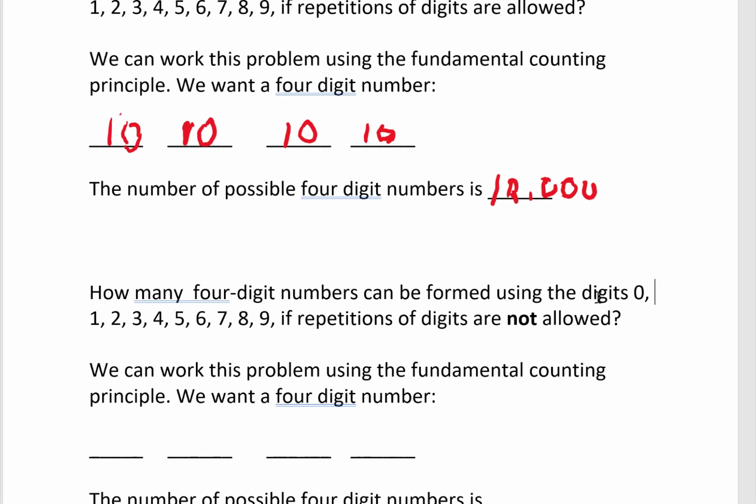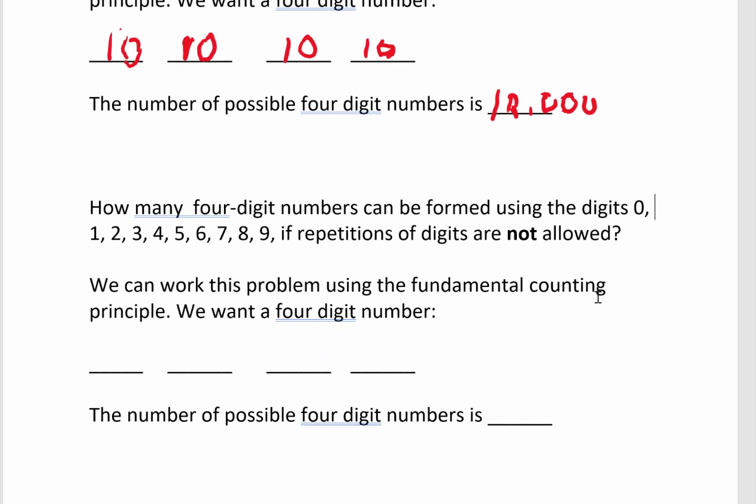Now let's change the problem a little bit and say that we're not allowed to repeat. So now when I go to my first digit, I still have all 10 to select from, but once I've selected the first digit, I can't use that digit again. So then I have 9 for the second digit, and then I have 8, and then I have 7.